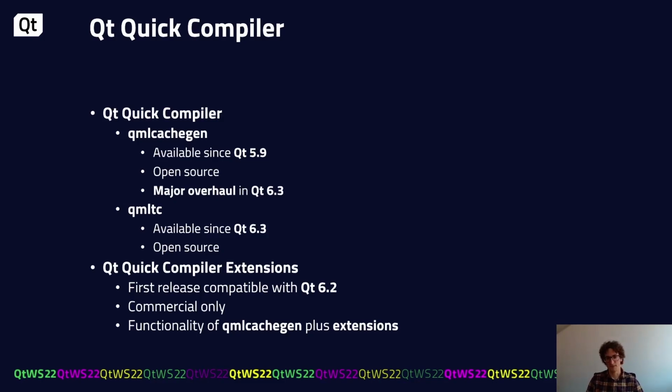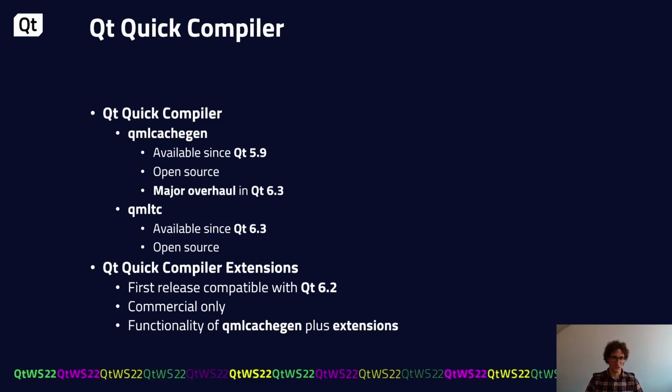Then there's qmltc. qmltc is also available since Qt 6.3. It's also open source and it can compile your object structure to C++. So it generates a C++ class from your QML document, and you can instantiate that C++ class without using QQmlComponent or QQuickView or similar wrappers.